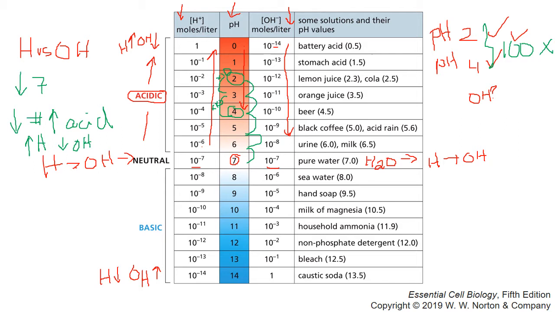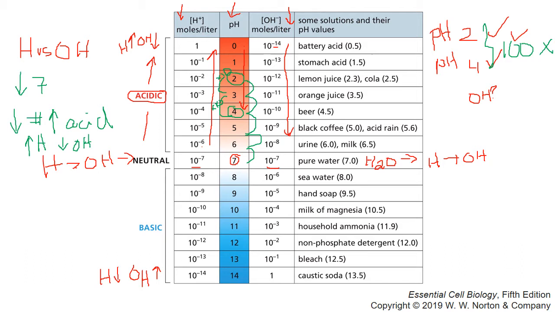So if someone were to ask you, why is the 0 more acidic than the pH of 6? You would say, well, the 0 has a higher amount of hydrogens versus hydroxides when you dissociate the liquid or whatever solution you're looking for. Go ahead and take a look at the last column. You're going to notice some solutions and their pH values. So we have battery acids at 0.5.